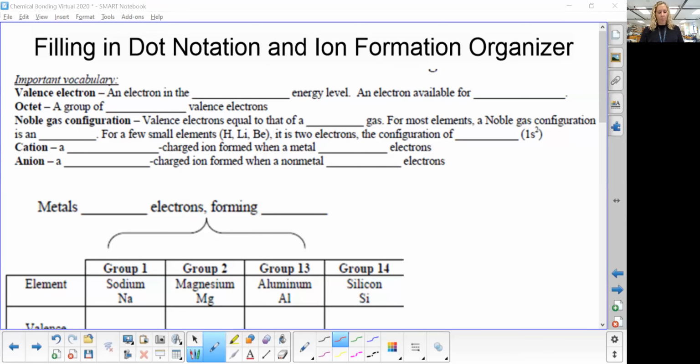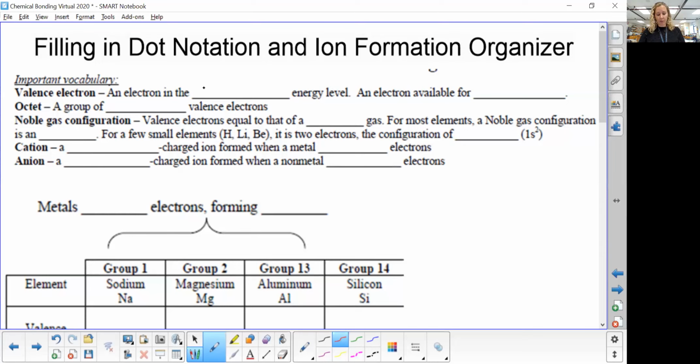Okay, so we are going to go over ion formation and dot notation for elements on the periodic table. So you want to have this graphic organizer open, and I'm going to walk through its important vocabulary and just kind of talk through how ions get formed.